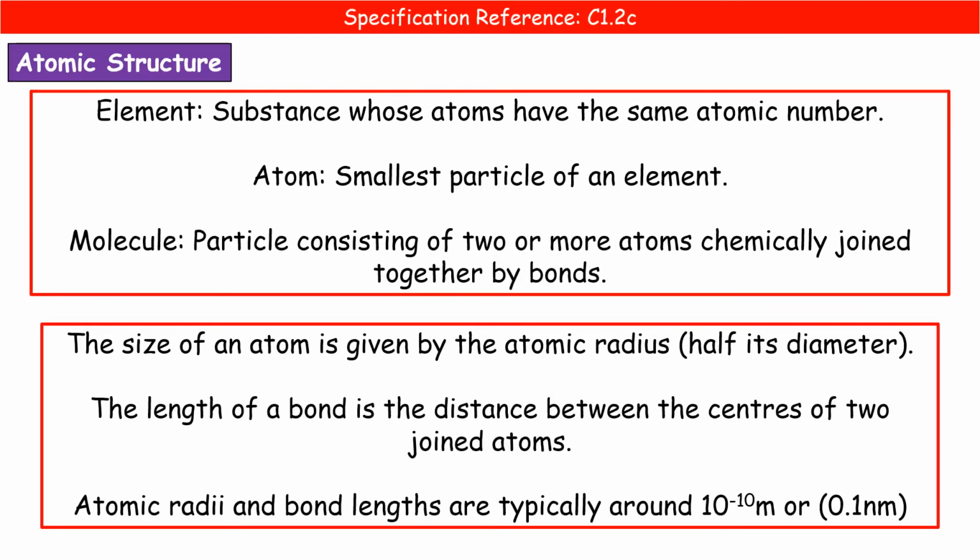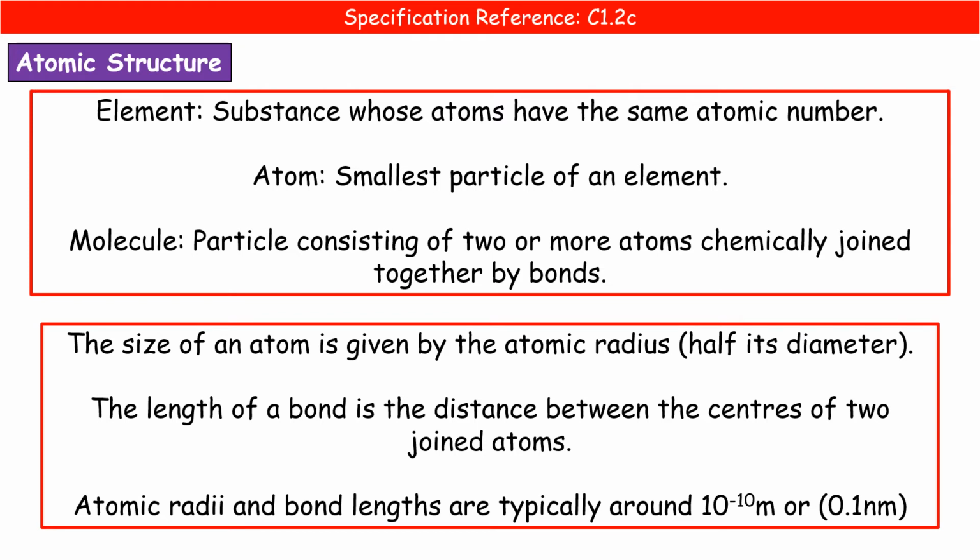There are three key terms that we really need to understand so we use them correctly throughout our chemistry papers. First, the word element, and this is a substance whose atoms have the same atomic number. Second, atom, the smallest particle of an element. Third, a molecule, that's a particle that consists of two or more atoms that are chemically joined together by those structures called bonds.